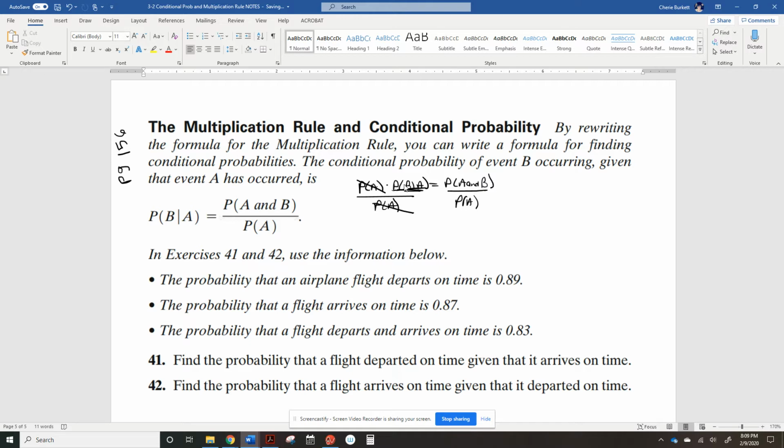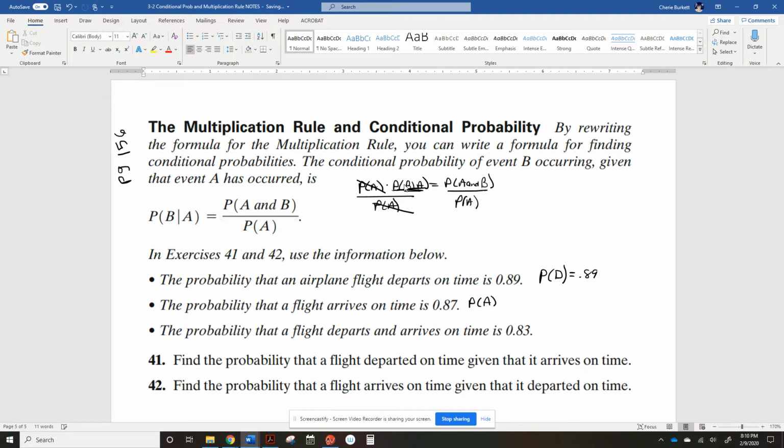Why do they do that? Because then it makes it easier to work these kind of problems where they give you pieces of information and then they want you to find something else that's missing. So all you would do on this section down here is go through here and write down what they're telling you: the probability that an airplane flight departs on time. So we're going to say the probability of an on time departure is 0.89.